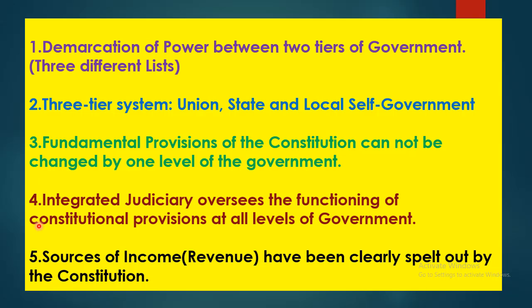Point number 4, we have one system of judiciary for the whole country, and that makes sure the constitutional provisions are followed for all the levels, for all citizens, for all levels of governments. And the final point, children, you can mention the revenue: the sources of income for the government are shared between the central government and the state governments.